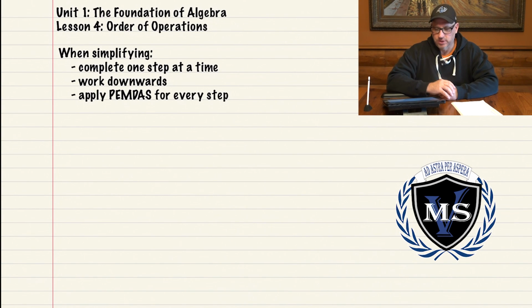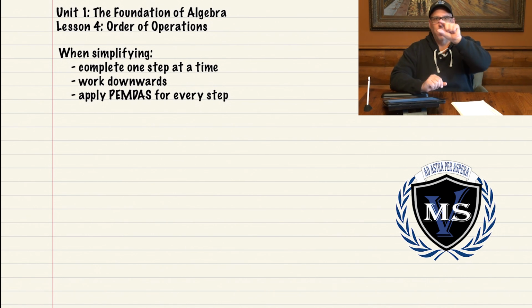First thing I want to talk about is simplifying an expression or an equation. This applies for equations as well. You want to make sure that you follow these three steps. First, complete one step at a time when simplifying, and then work down your page. In other words, you have this problem in front of you. You want to identify what needs to be done first. Do only that step, write everything else right below it, and then the step that you did, do another step and work your way down.